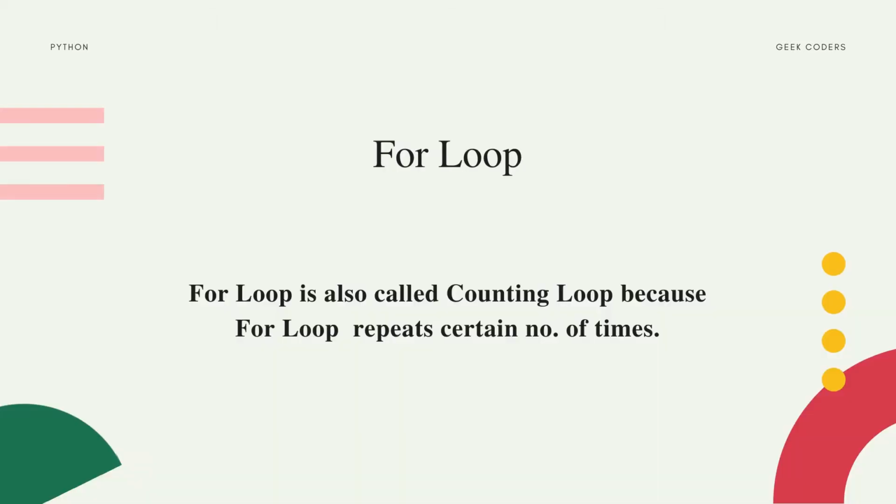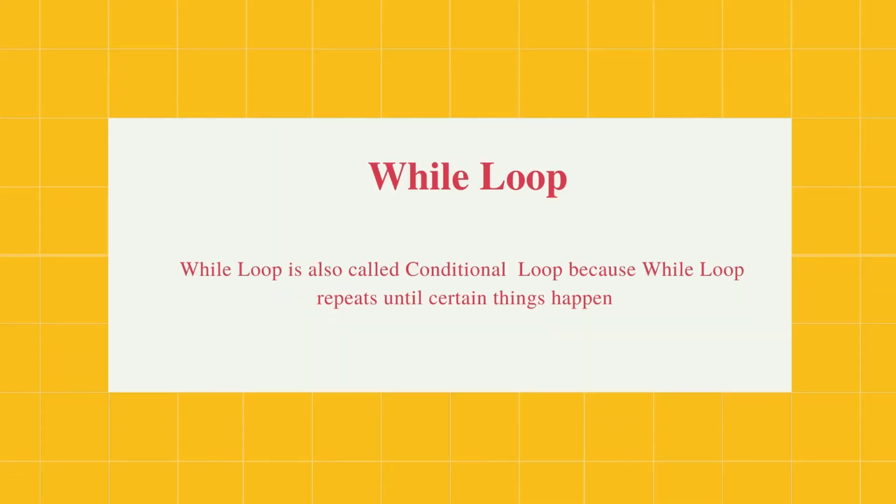For loop. A for loop is the counting loop, which means a for loop repeats a certain number of times. Whereas a while loop is a conditional loop, which means it repeats until certain things happen.